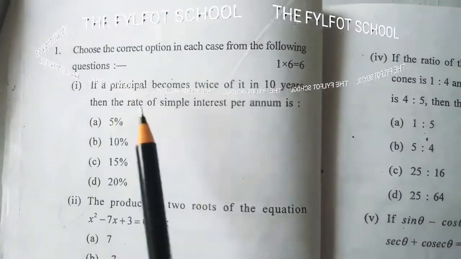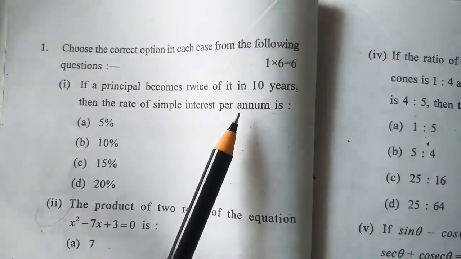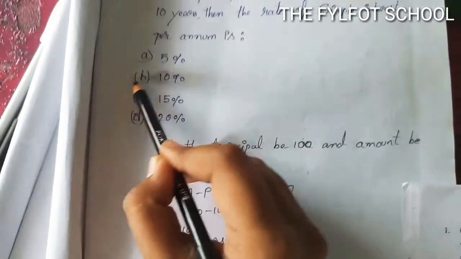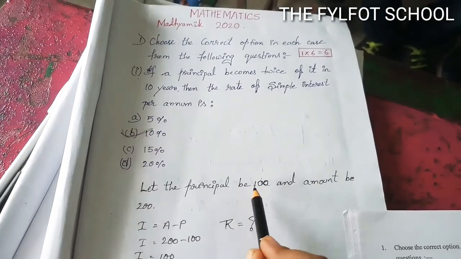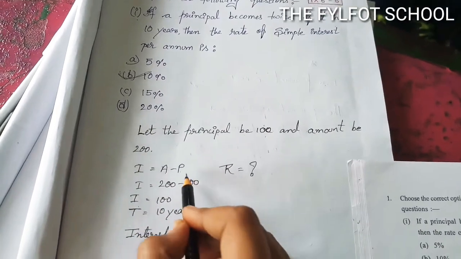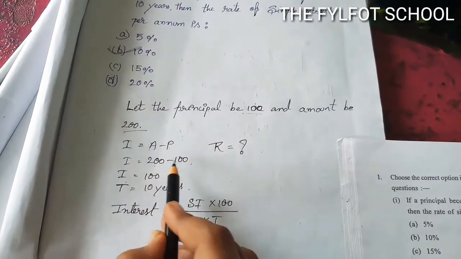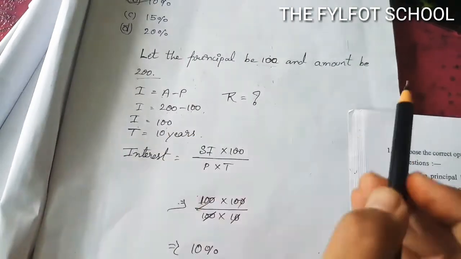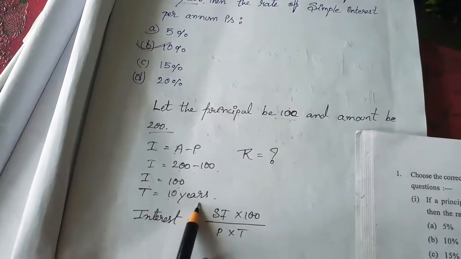What is our first question? The principal becomes twice in 10 years, then the rate of simple interest per annum will be? The answer will be 10. How does it come? We take the principal as 100 and the amount as 200. From the amount, the principal will be subtracted: 200 minus 100 is 100. And we got our time, 10 years, so we put the 10 years here.